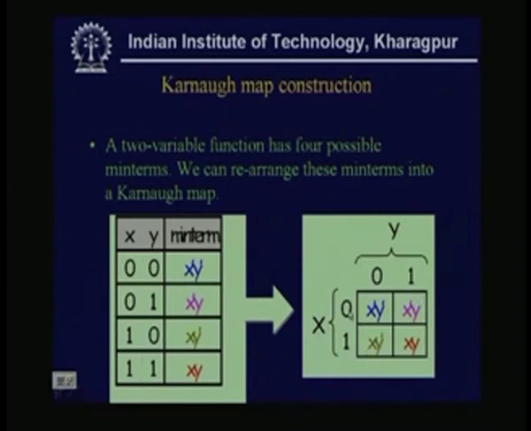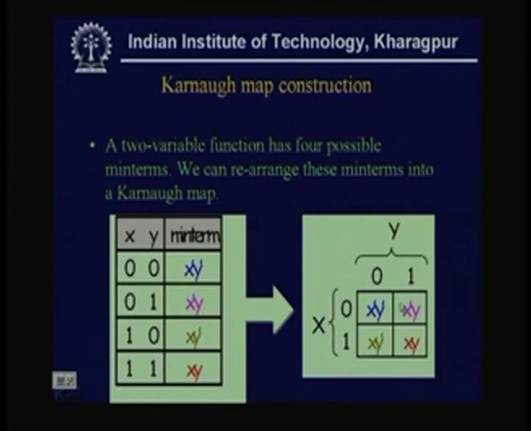So, x can take either 0 or 1. Similarly, y can take either 0 or 1. Now, see when x y is 0 0, the minterm is x bar y bar. So here in this table, say x is 0, y is 0, that means x bar y bar, this is my m 0.